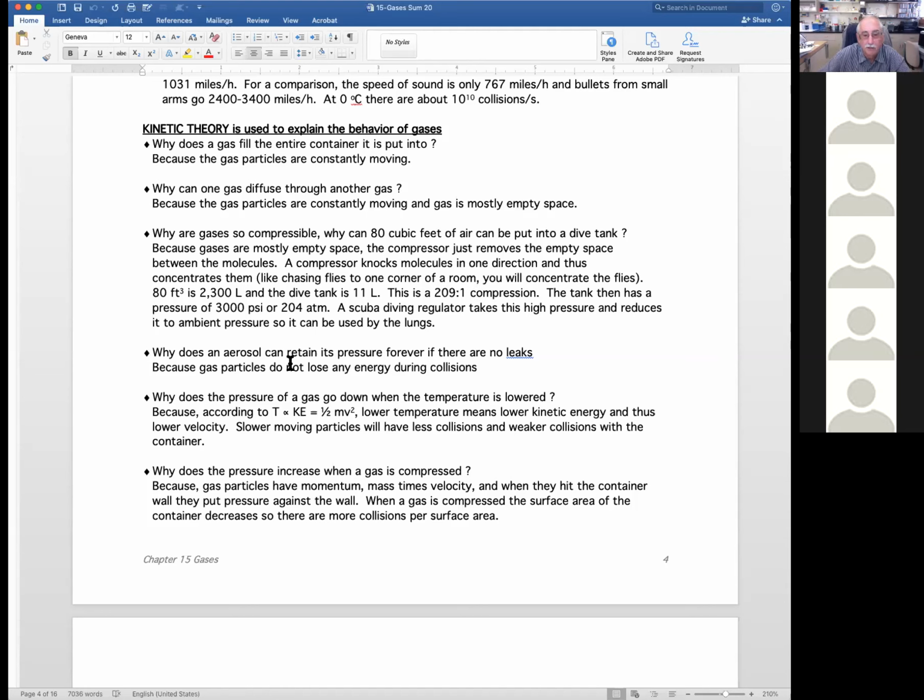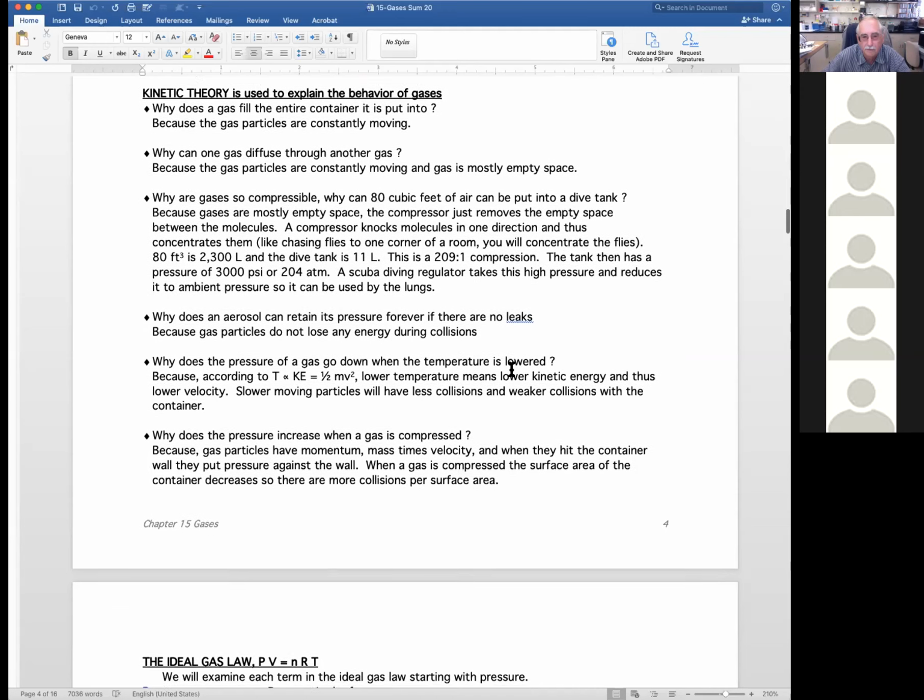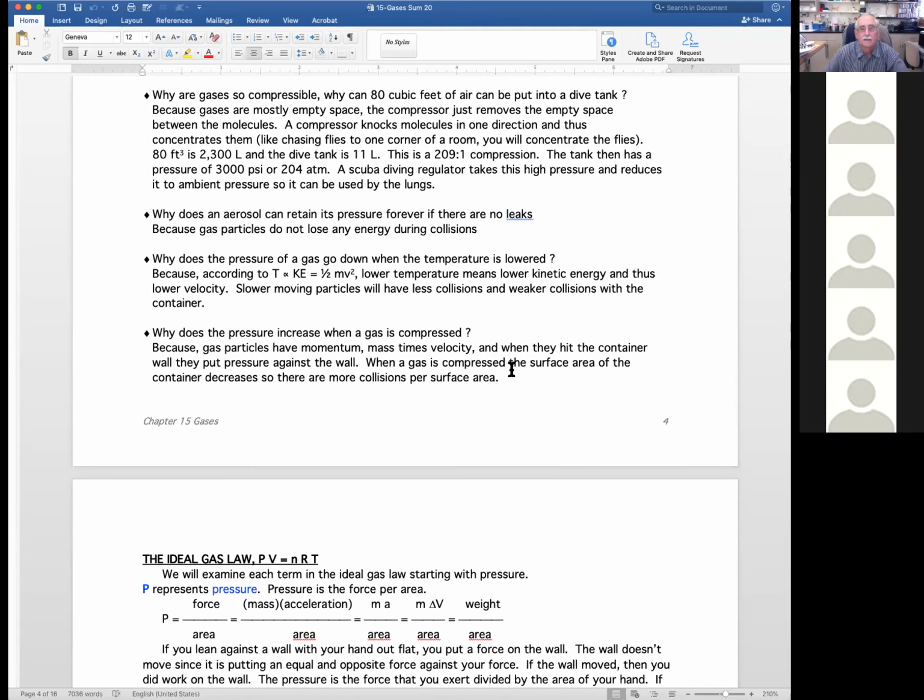So why does an aerosol can retain its pressure forever if there's no leaks? Because gas particles don't lose any energy during collision. So you can see that it's very common sense explanations.